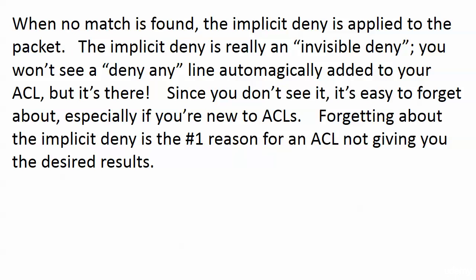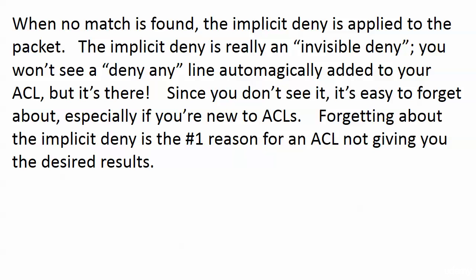That's where the implicit deny comes in. The implicit deny, it's really an invisible deny. Don't call it an invisible deny in a job interview. But it's really an invisible deny that's at the bottom of your ACL. And you won't see it when you run show IP access list. You won't see it when you run any verification command, but it's there. So since you don't see it, it's easy to forget about, especially when you're new to ACL study. So be kind to yourself on that.